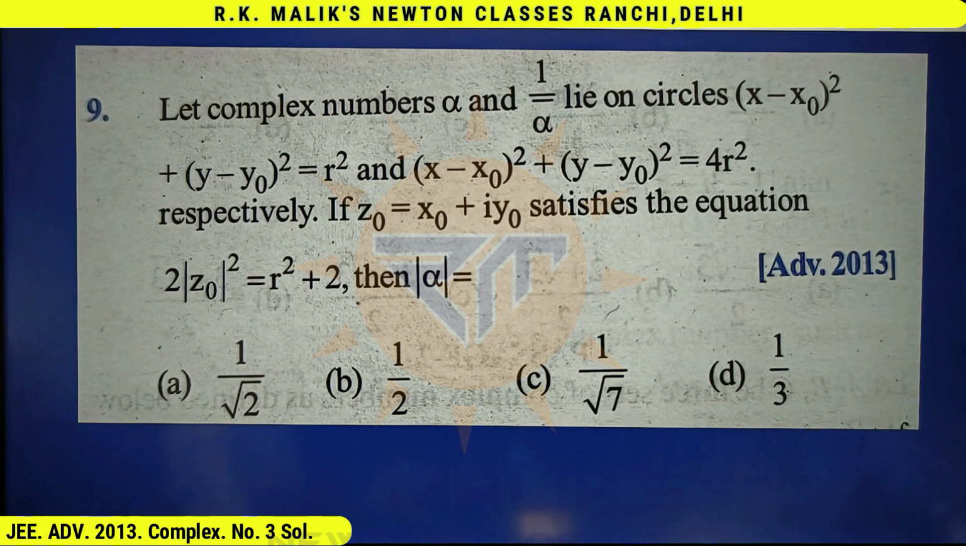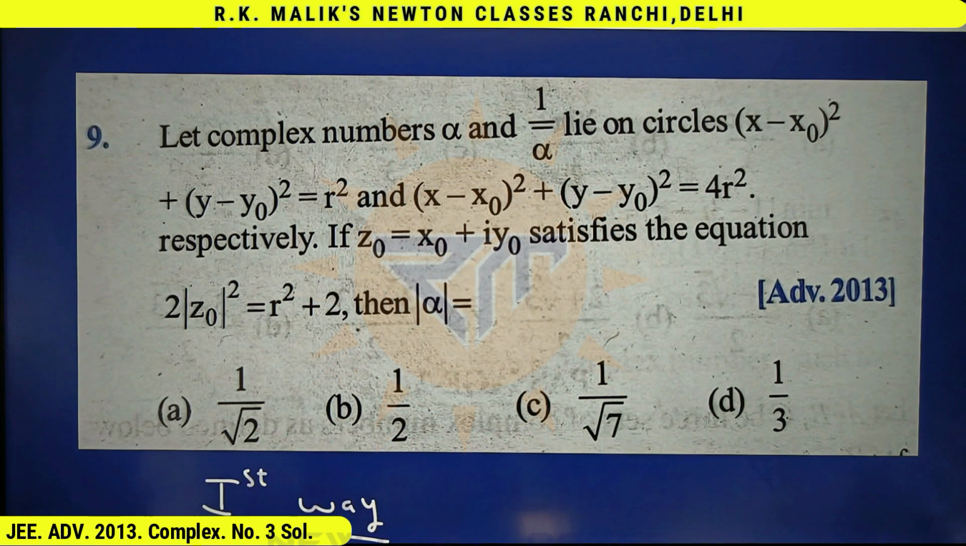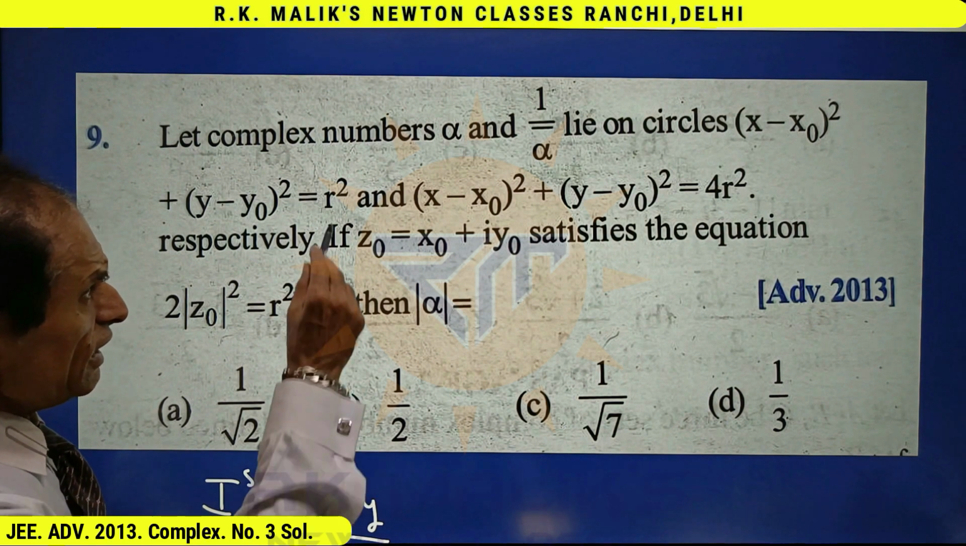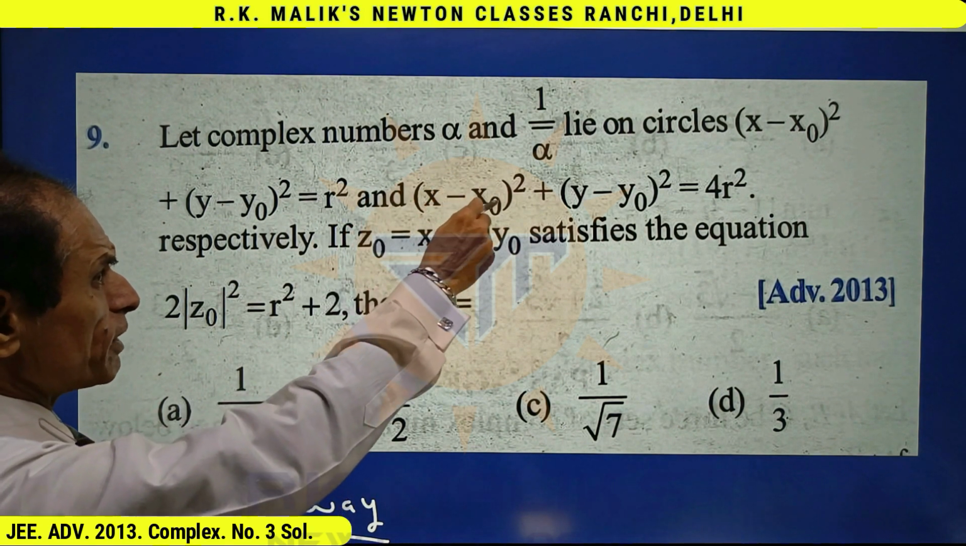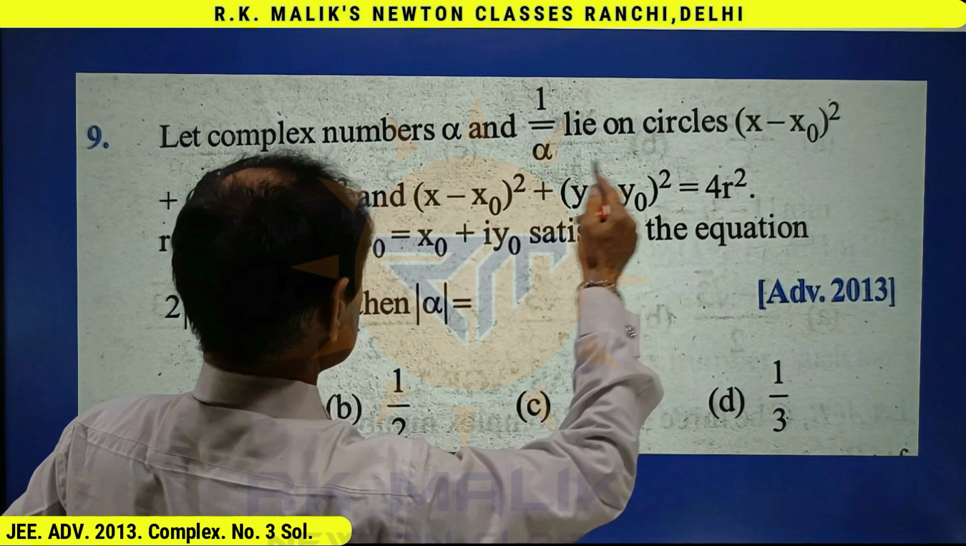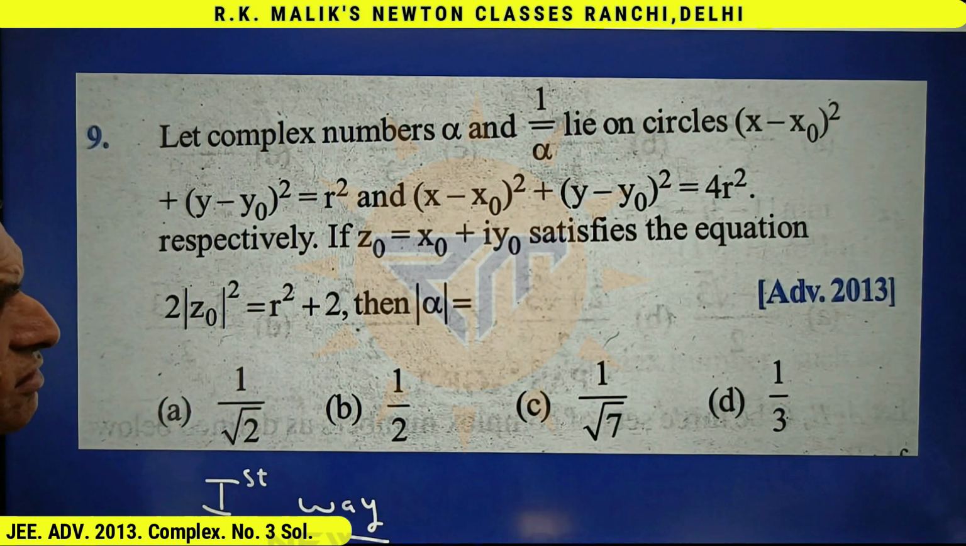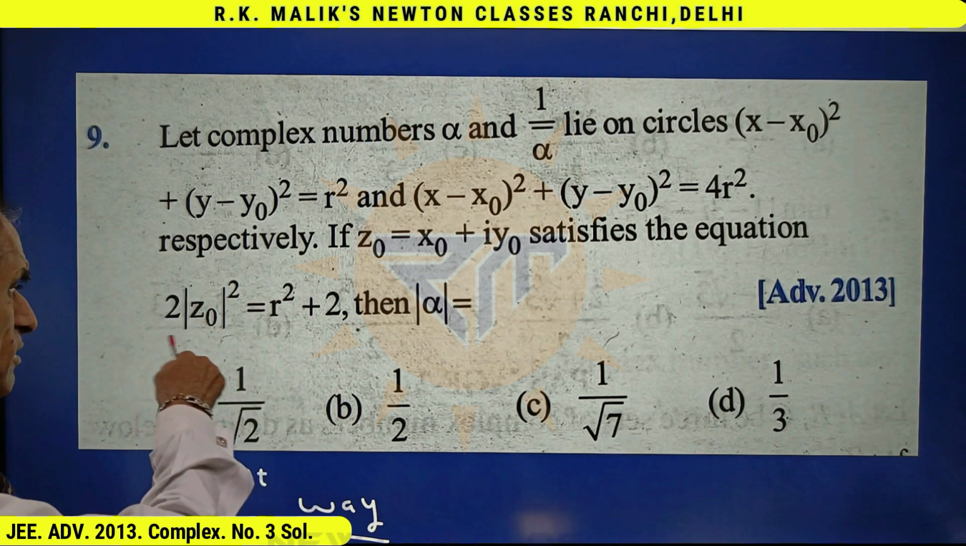It's one of the very good questions of JEE Advanced 2013. I will do this question by three alternative ways. The best way will be the first way. Note that it is given that alpha and 1 upon alpha bar lie on this circle and this circle respectively. There is no other condition which alpha and alpha bar should satisfy. The only other condition which should be satisfied is this.